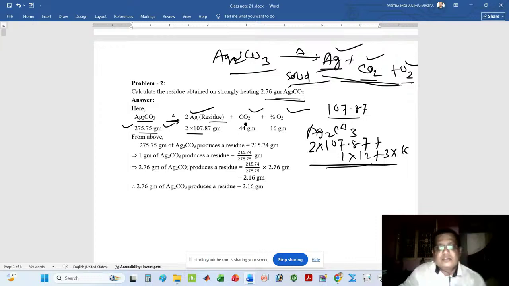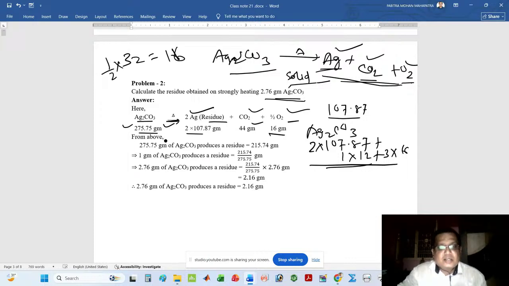The residue is 2 into 107.87 gram, and the carbon dioxide is what? 44 gram, and the oxygen is 16 gram. The molecular mass of oxygen is 32. 1 by 2 into 32 is 16. So here I can write 16 gram.